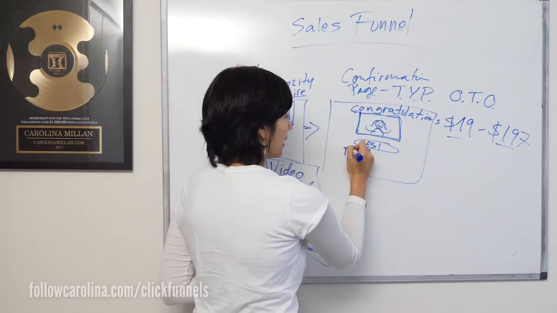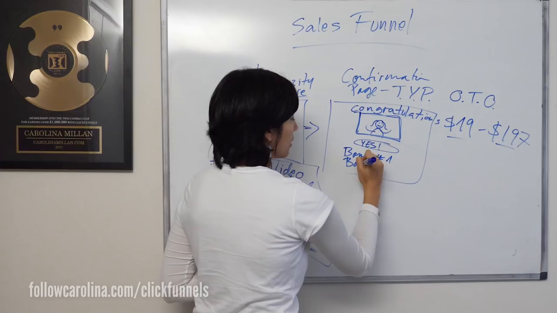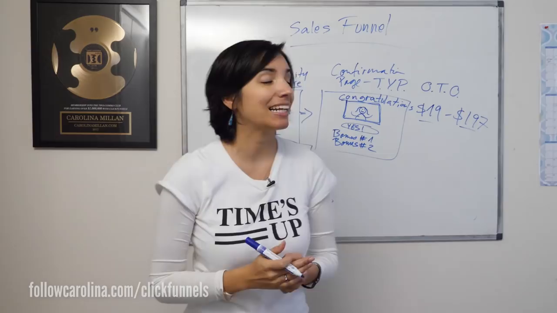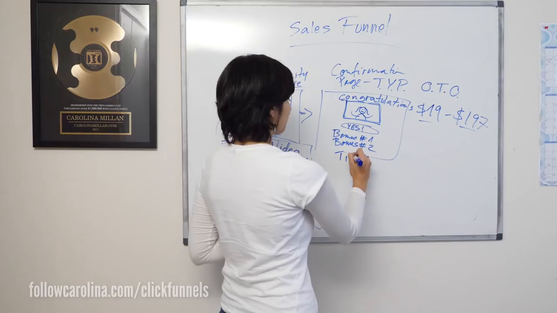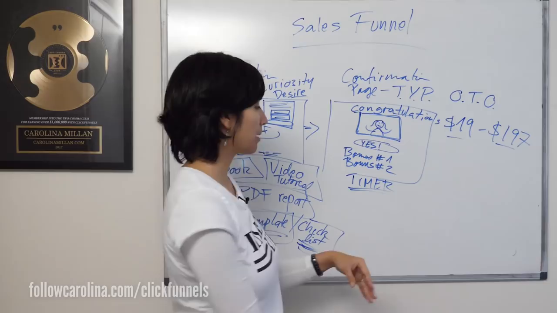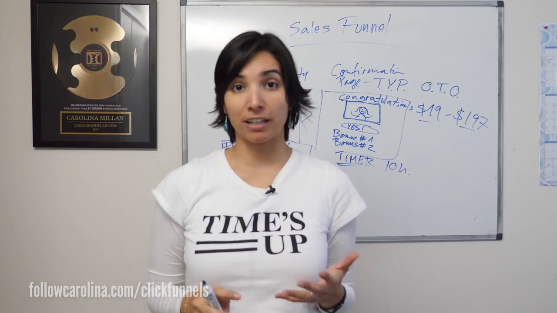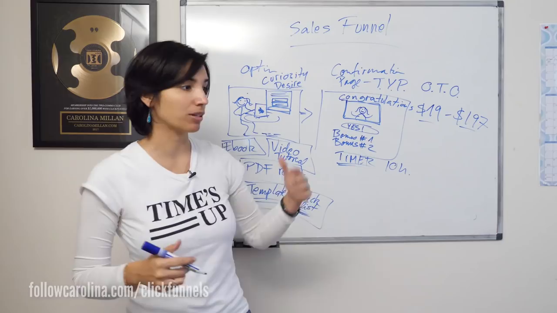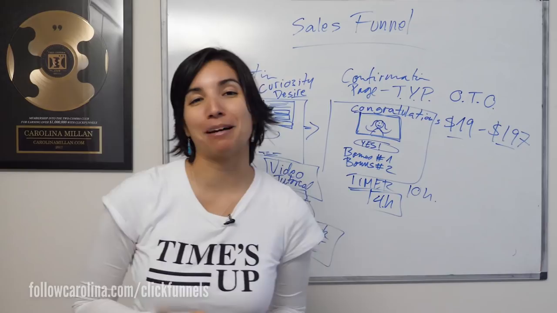Usually 1, 2 bonuses, maybe 3. Okay, make it appealing and it has to happen here and now. So a timer also helps tremendously. You can set up a 10-hour timer, right? I was reading a report from Frank Kern where he says in one of the latest promotions they did with Andy Jenkins and all these really big guys, they had a 4-hour timer. So they didn't give people that much time to decide.